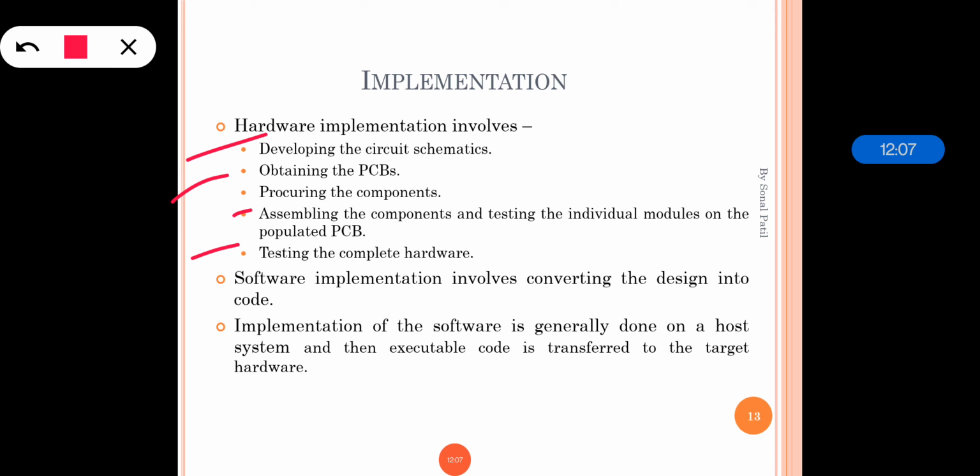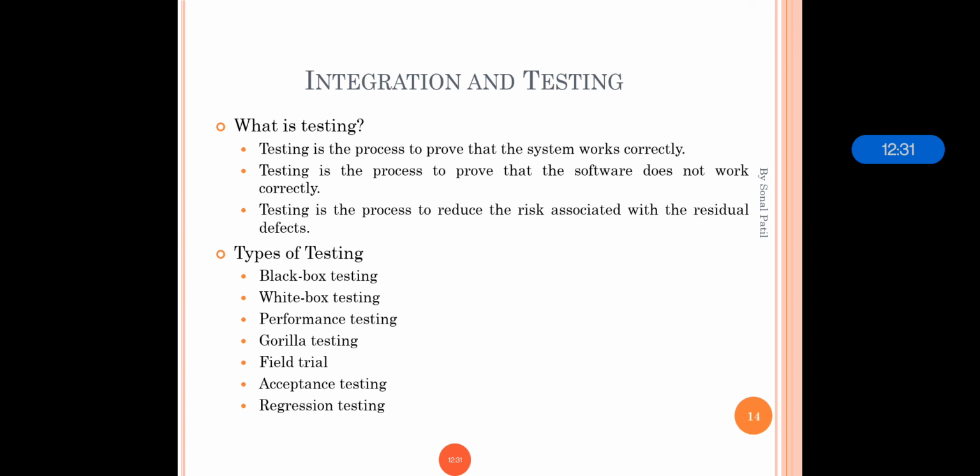Whereas in the software implementation, it involves converting the design into code. Implementation of software is generally done on the host system, and then the executable code is transferred to the target system. When many engineers work on the project, the software is divided into different modules, and each and every module is tested separately, and after integration it is tested at the complete level. Then integration and testing. Integration is nothing but combining all the modules.